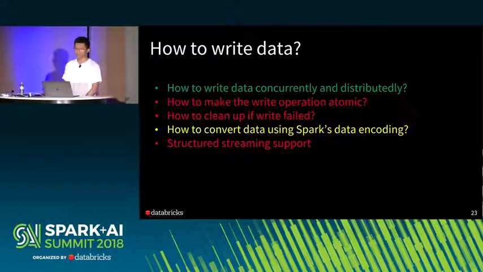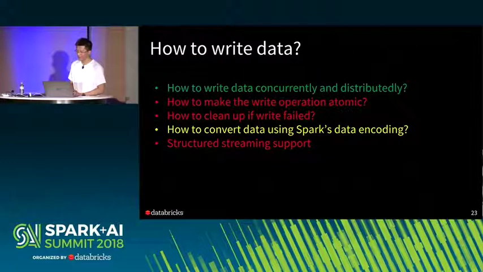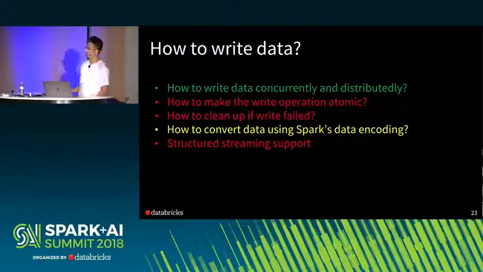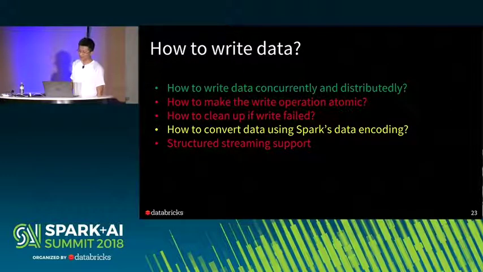For the write side, the first requirement is also satisfied. We can write the data concurrently and distributively. However, with the V1 API, it's kind of impossible to make a write operation atomic. There's no hint in the API. And also, if something failed, you have to clean up data. Also, there's no API for it. And also, adding a new encoding is hard, and there's no streaming support.